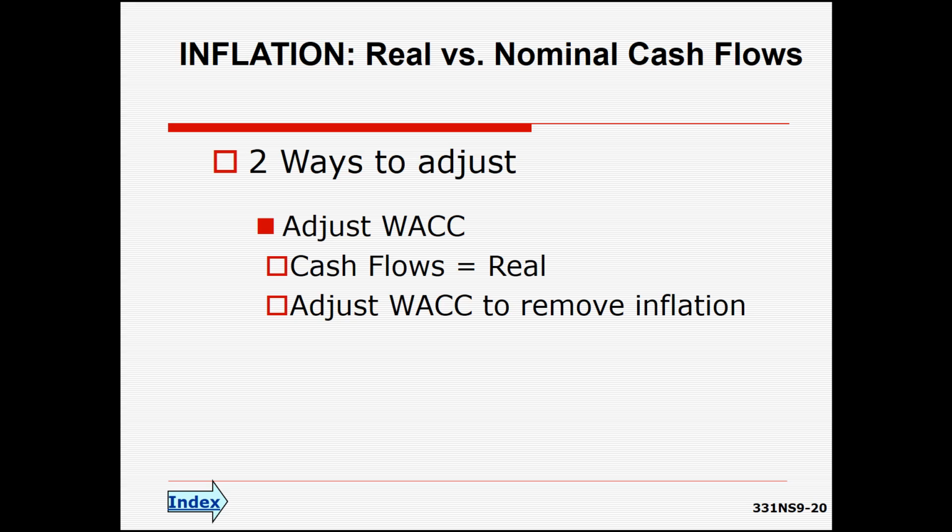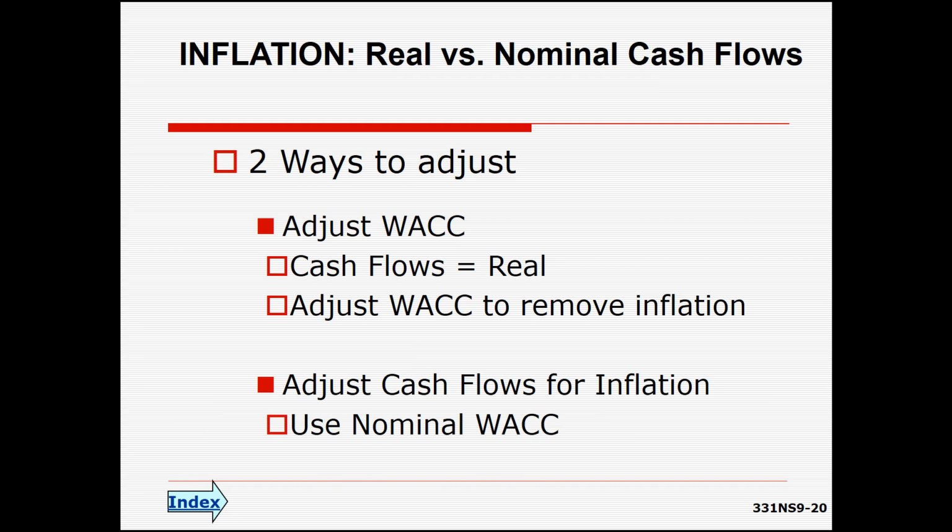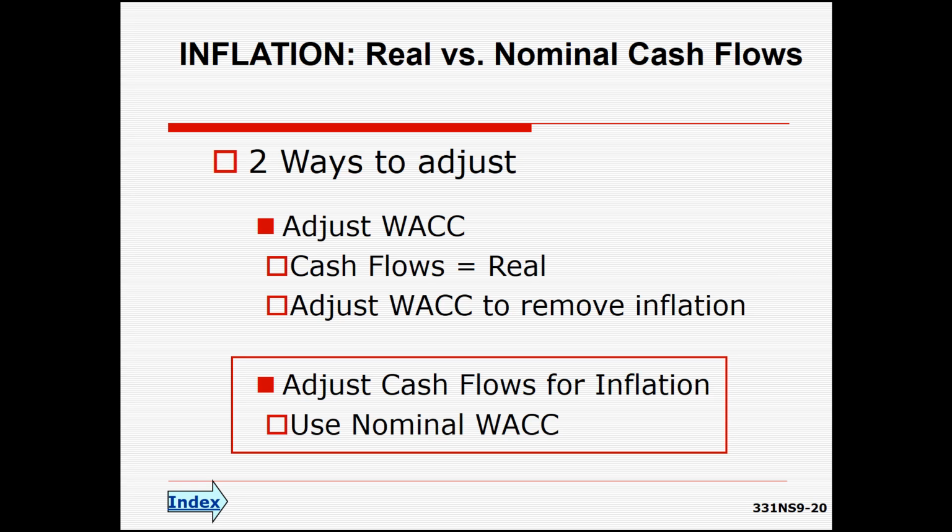Adjust the discount rate to remove inflation. This sounds like the easiest approach. Adjust one variable, but it implicitly assumes that inflation affects all line items the same, and it doesn't. Depreciation, for example, isn't affected at all. The better approach is to make adjustments on a line item basis.